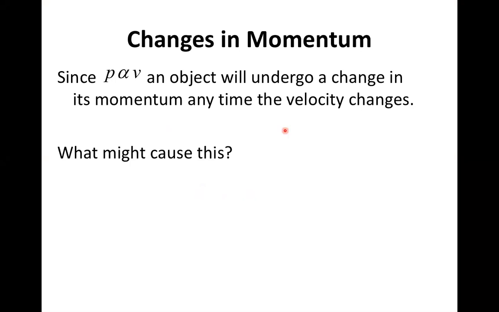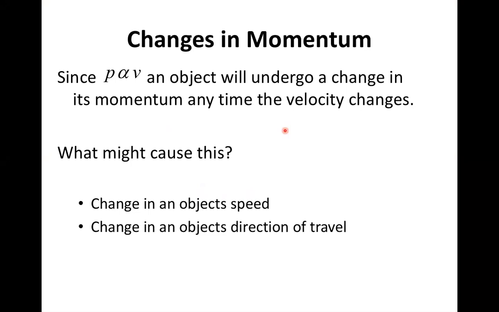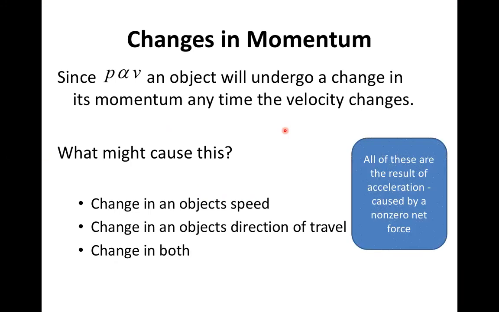So now let's talk about changes in momentum. Since momentum is proportional to the speed of an object, the object will undergo a change in its momentum anytime the velocity changes. So if we can have an object gain momentum, that's it gaining speed. What might cause this? A change in an object's speed or a change in an object's direction, or both. All of those are results of acceleration, which is caused by a non-zero net force.